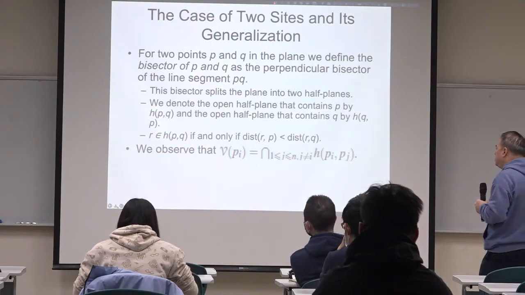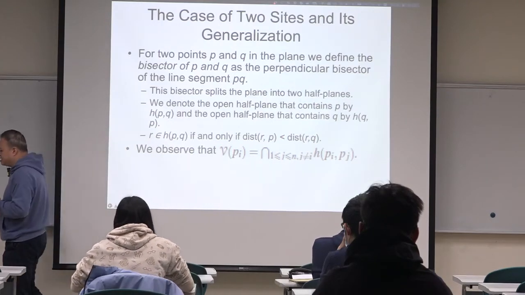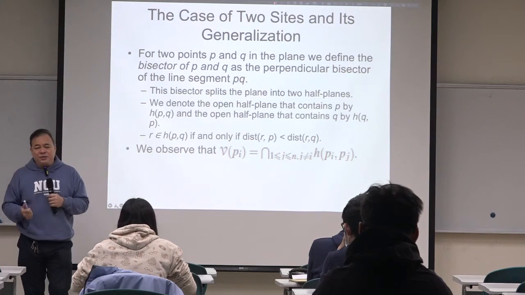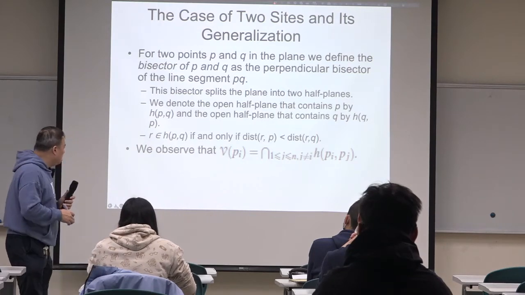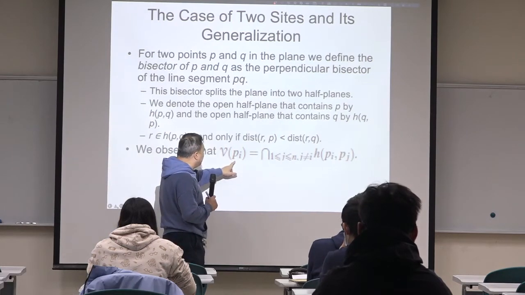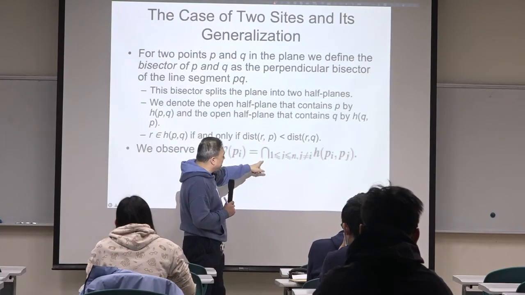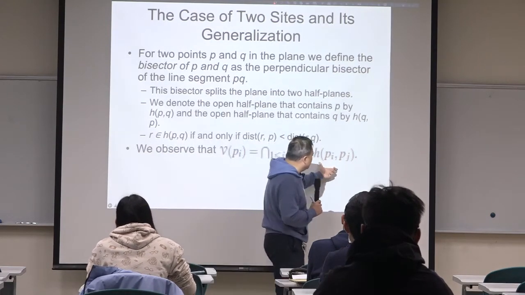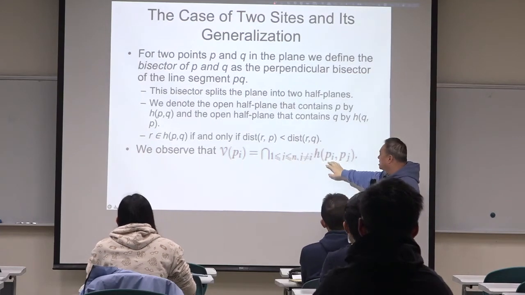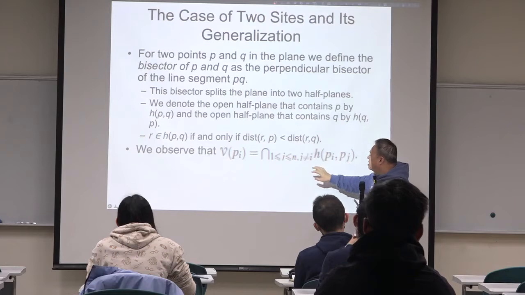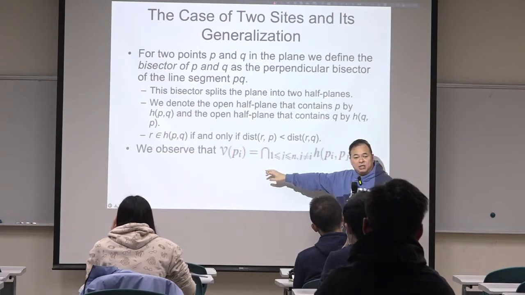Okay, so once you understand this bisector thing and half plane concept, it should not be a surprise to you that a Voronoi cell for a given site Pi would be the intersection of all the half planes H(Pi, Pj), where of course Pi is a fixed site, but the Pj range from 1 to n, with the constraint that i and j are different.